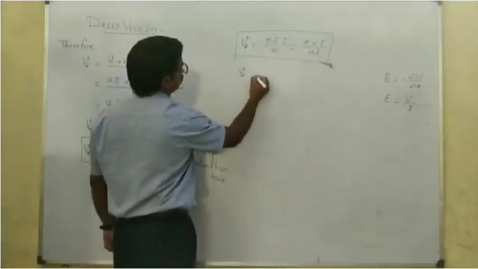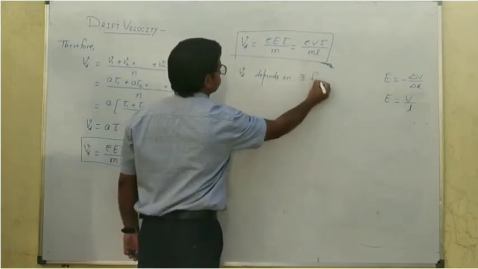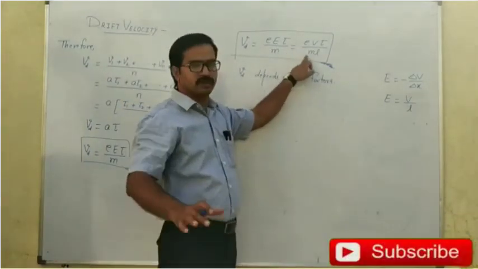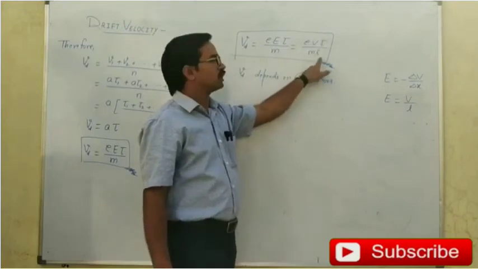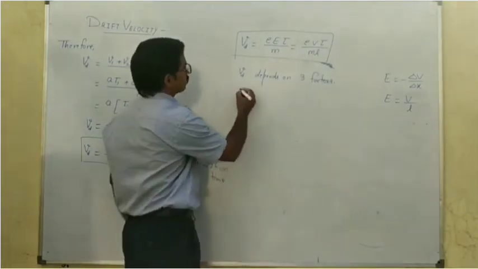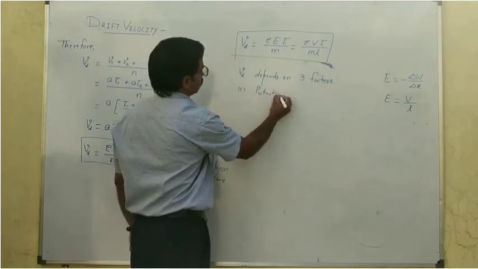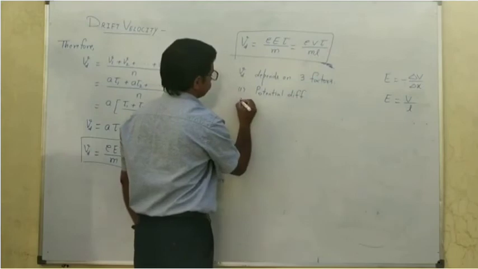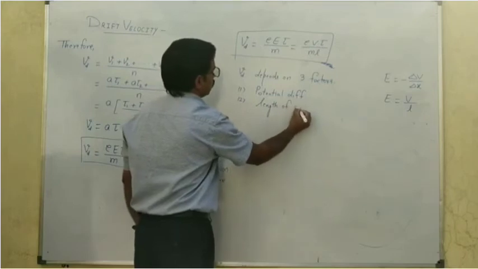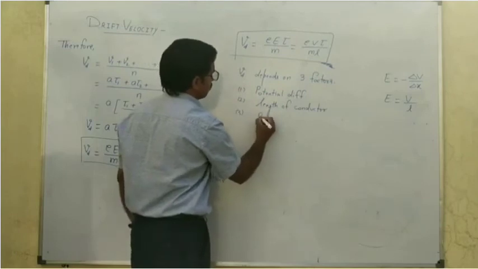So Vd depends on 3 factors. How many factors? 3 factors. We can see e and m are constant, so we leave these terms. V, tau and L: potential difference, relaxation time and the length of the conductor. Vd depends on these factors. So we write, depends on 3 factors: one is potential difference, two is length of conductor, and number 3 is relaxation time.